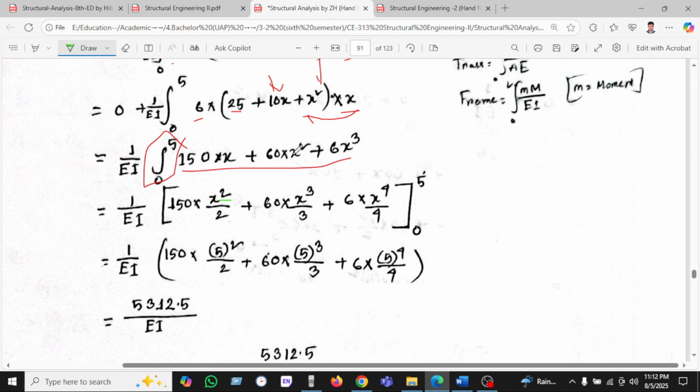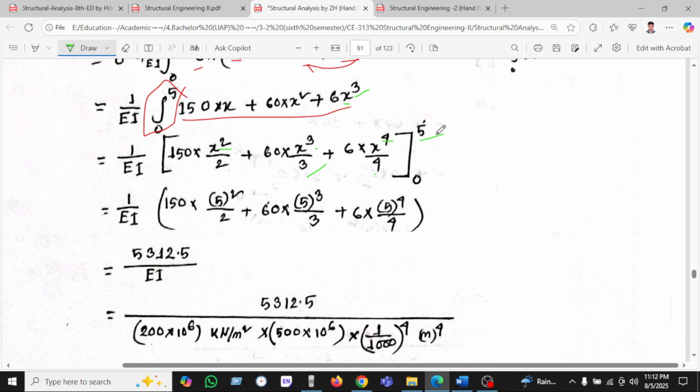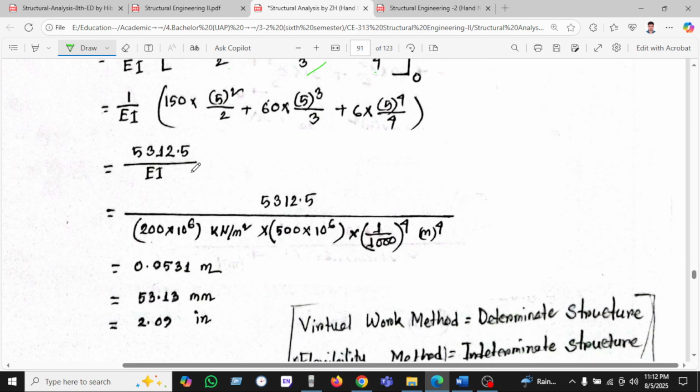n into n plus 1, n is 2, plus 1 is 3, divided by 3. And in the same way n into n plus 1, where n is given as 3 and n plus 1 is 4, divided by 4. So putting in the limit, which is 5, and then finding this value.